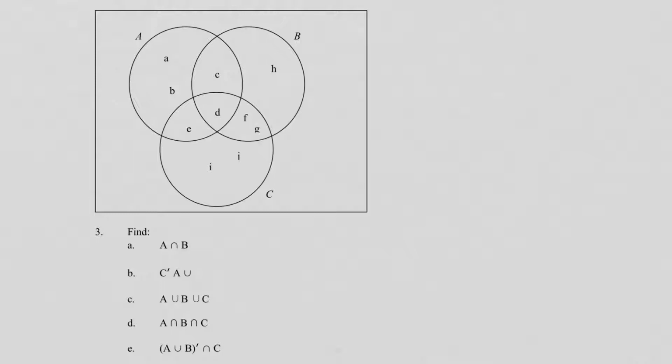All right, now let's take a look at number 3. And number 3 is basically everything's filled out. You just got to figure out how to read the question and where to look. So the intersection of A and B for A would be right here. So the answer is C and D.